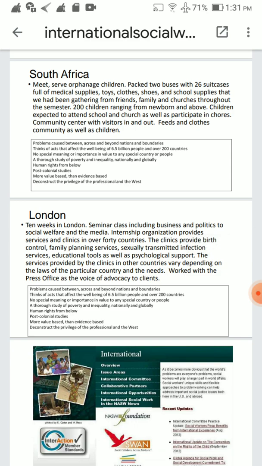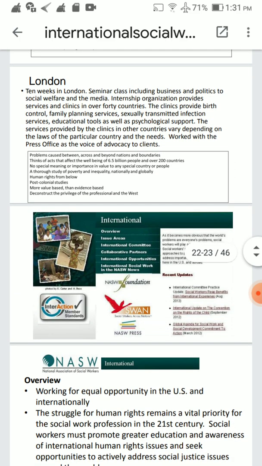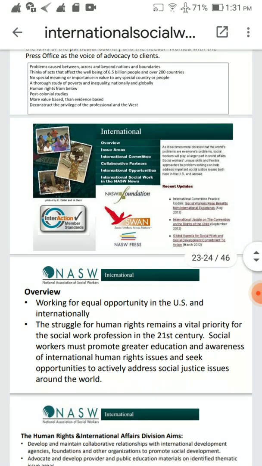Meet and serve orphan children, packed two buses with 26 suitcases full of medical supplies, toys, clothes, shoes, and other resources. In London also, there is a 10-week seminar class in London, including business and political topics.